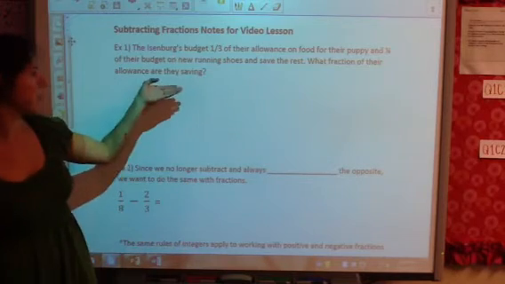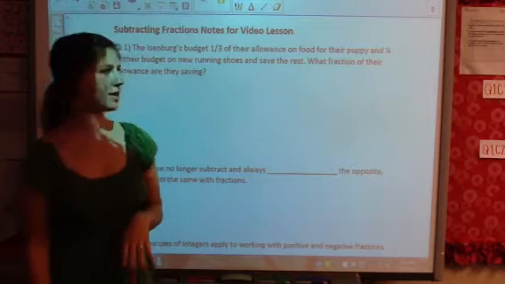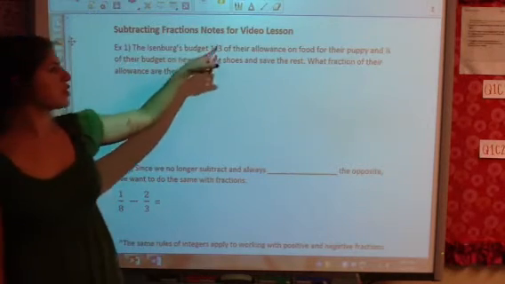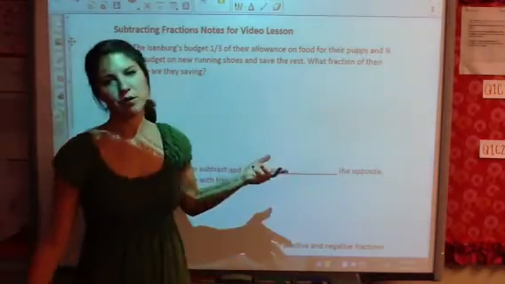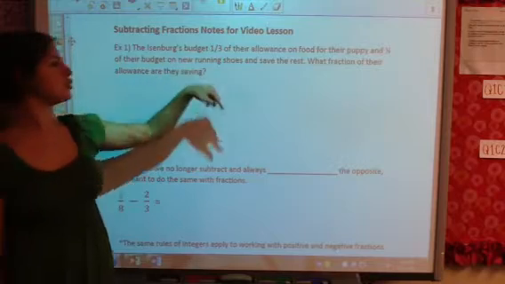So for the first example, I like to give those real-life examples to let you know how you might use this in real life. The first one is the Eisenbergs' budget: 1/3 of their allowance on food for their puppy. I don't know if you guys have a puppy, but we're going to say you do. On their puppy, and 1/4 of their budget on new running shoes.